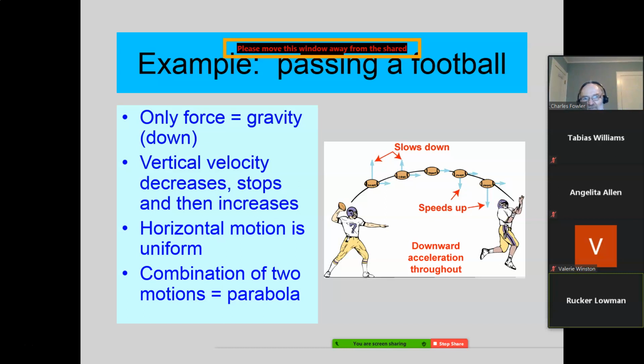Okay. So this is called the parabola. I think we talked about parabolas before. That's the motion. Now, you might say to yourself, isn't there some air resistance? Yes, there's always air resistance. But what are the best passes? How do they throw those?